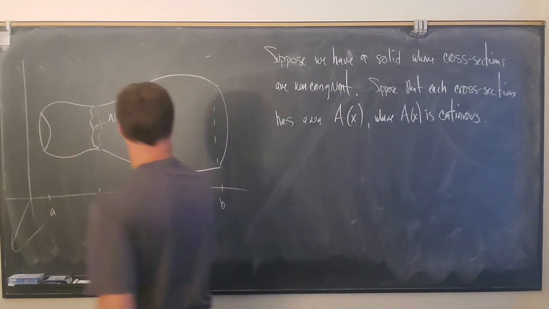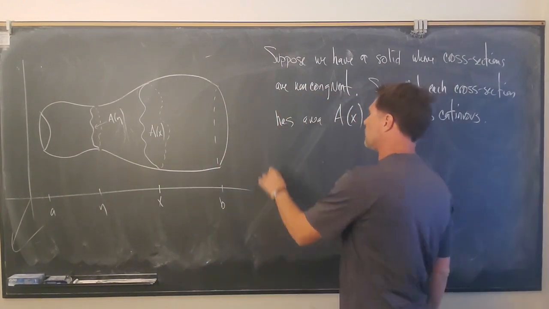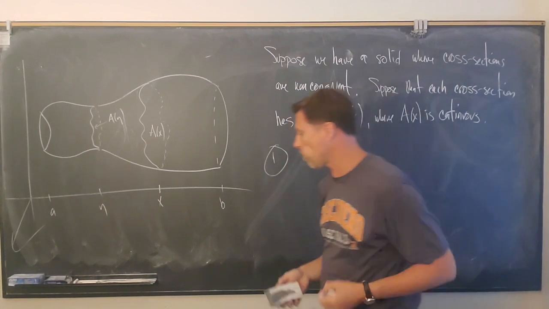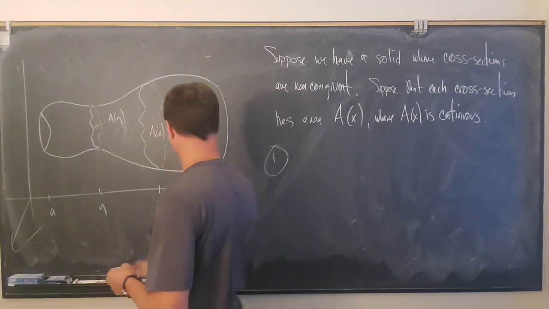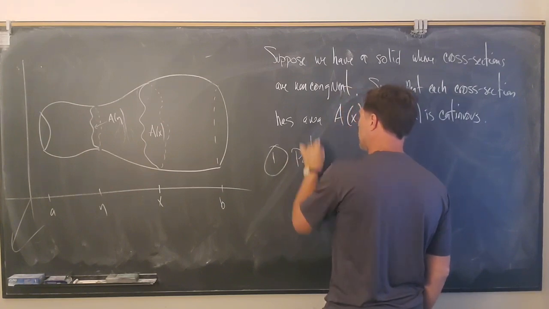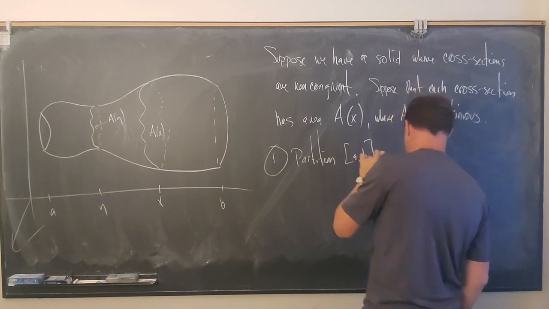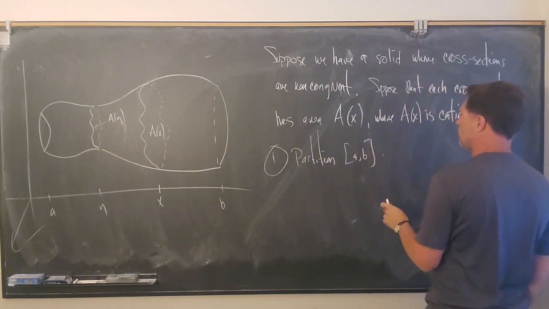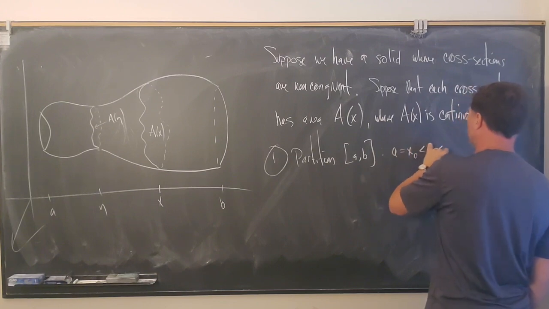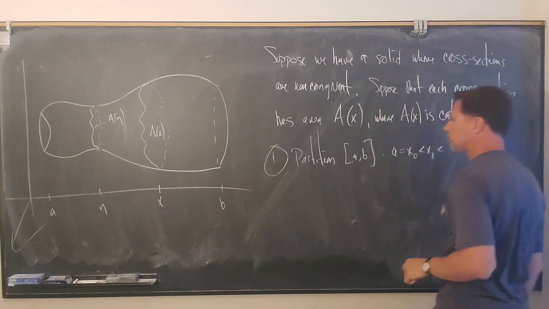Now, what I want to do is come up with a way of computing the volume. And so we're going to go through the steps that we did last time and derive a formula for this. So what I want to do is partition. Right, there's step 1, as always, partition the interval AB. So that's going to be A equals x0 less than x1 dot dot dot less than xn equal to B.